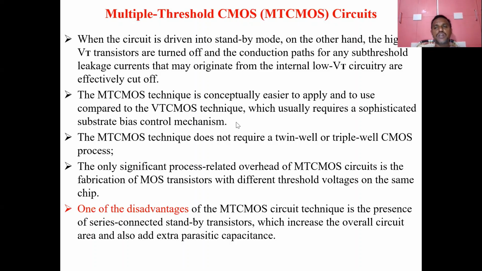So what is the limitation I told in the VT CMOS? It requires an N-well process or triple N-well process to apply this VT CMOS technique, and at the same time we have the sophisticated substrate bias control mechanism. That is very difficult to operate or to place on the chip. That's why, as compared with the VT CMOS, we can use MT CMOS here.